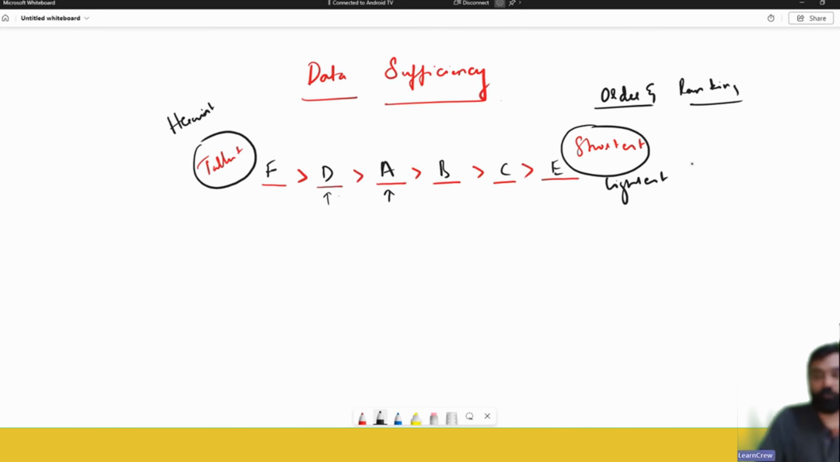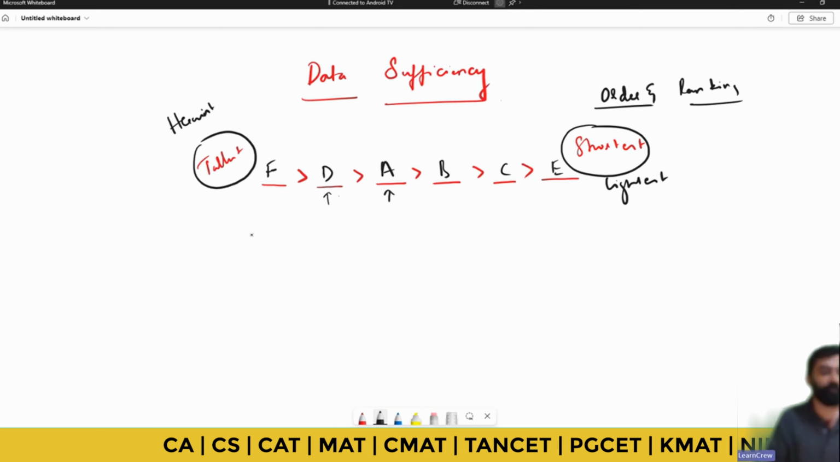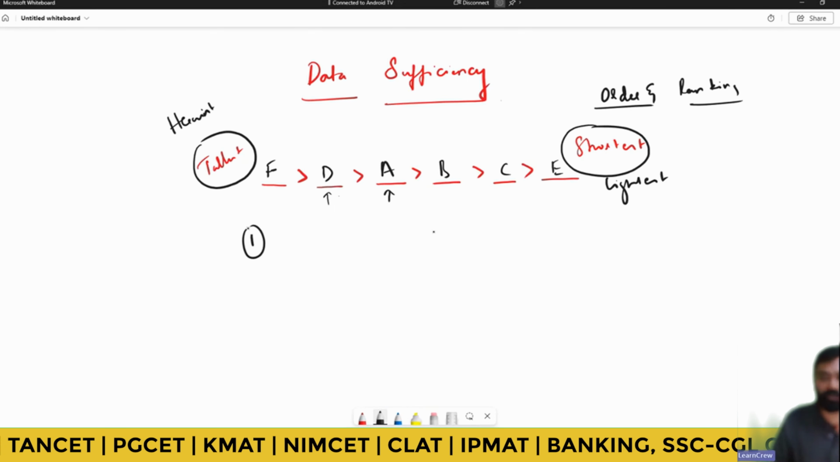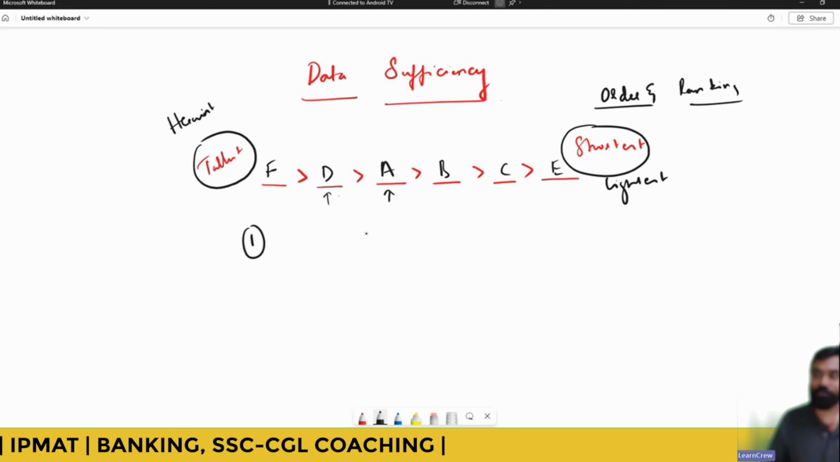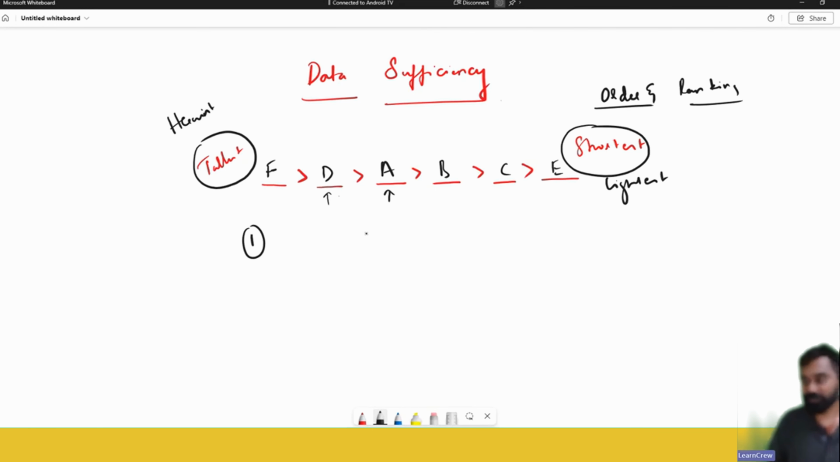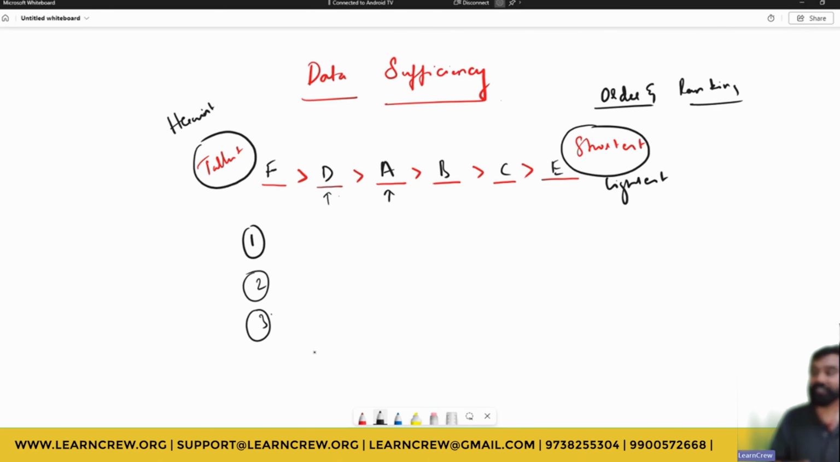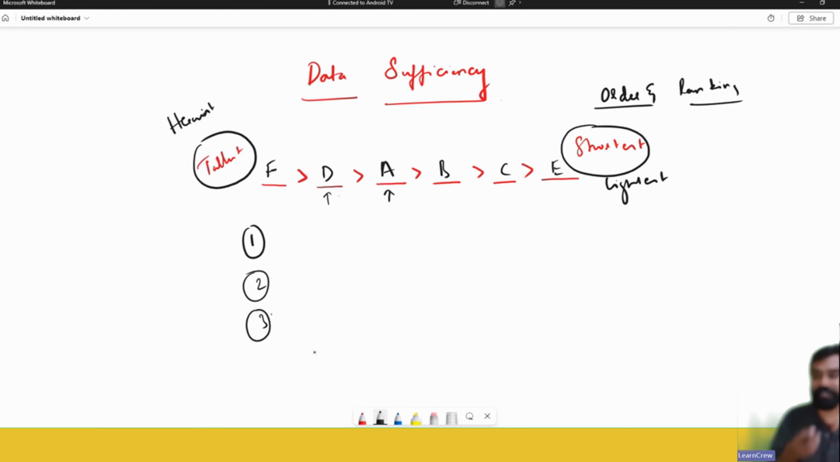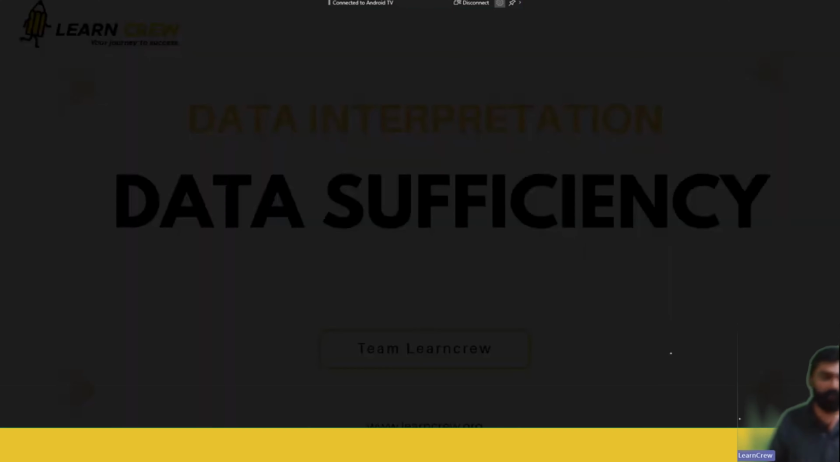Now, what kind of questions are we going to look into? There will be 4 to 5 different options given. What are these options going to tell us? Option 1 will tell you that by reading only statement 1, you can answer the given question. Option 2 will tell you that only by reading statement 2, you can answer the given question. Option 3 will tell you that both statements do not help in achieving the answer. The fourth option will tell you that both statements are necessary for getting the answer. So now let us not delay, and we'll see the questions given over here.